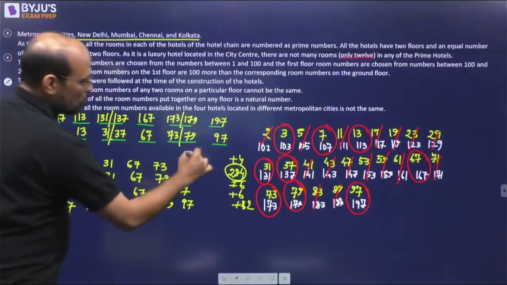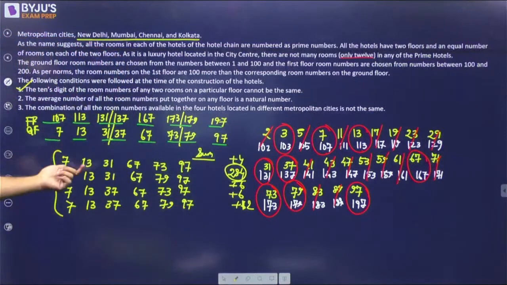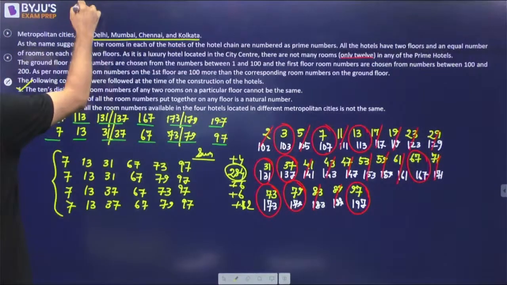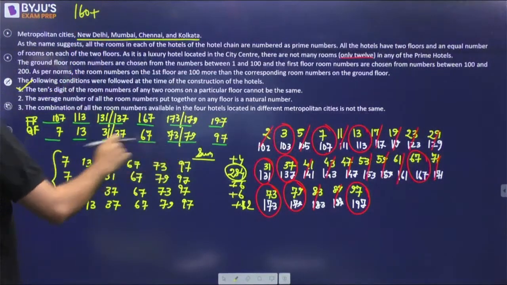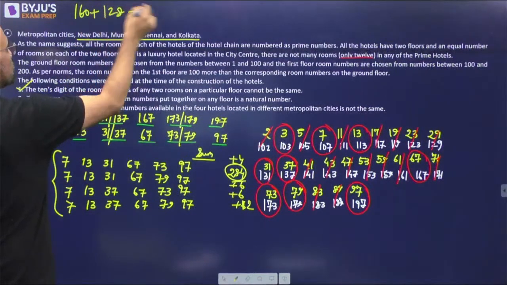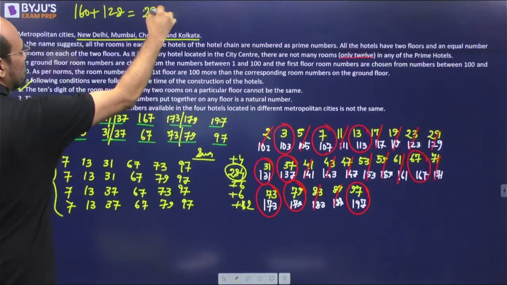Now what is the sum of these room numbers? Let's check this once. So 7 plus 13 is 20. 67 plus 73 is 140. 140 plus 20 is 160. So we will have 160 plus 31 plus 97 is 288. So this is going to give us 288.